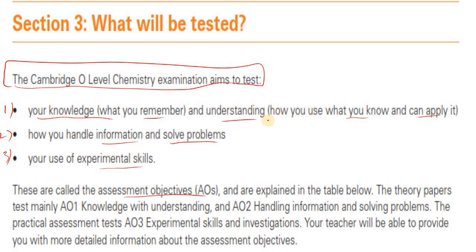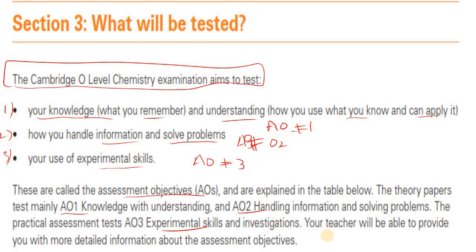This is AO1, assessment objective 1, this is AO2, and this is AO3, assessment objective 3. They are explained in the table, right? The theory papers mainly contain assessment objective 1, that is knowledge with understanding, and assessment objective 2, handling information and solving problems. The practical assessment test or the ATP paper will contain the AO3, like experimental skills and investigation.